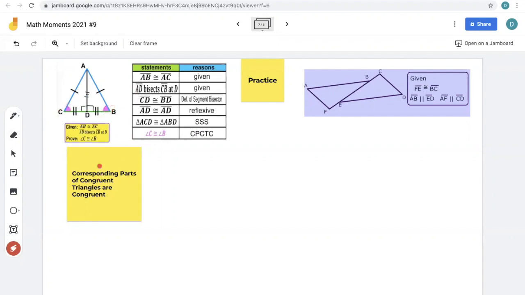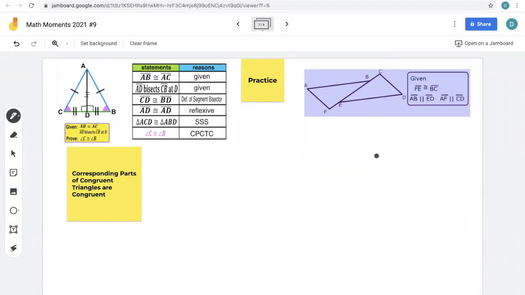Now, why does this work? Well, if you prove a triangle is congruent, that means all of the corresponding sides are congruent, and all of the corresponding angles are congruent. So even if you prove a triangle is congruent to another one without using a certain component, once you've proven that they're congruent, you can use CPCTC to say that any other corresponding parts of those two triangles are congruent. It's a very helpful tool for that.